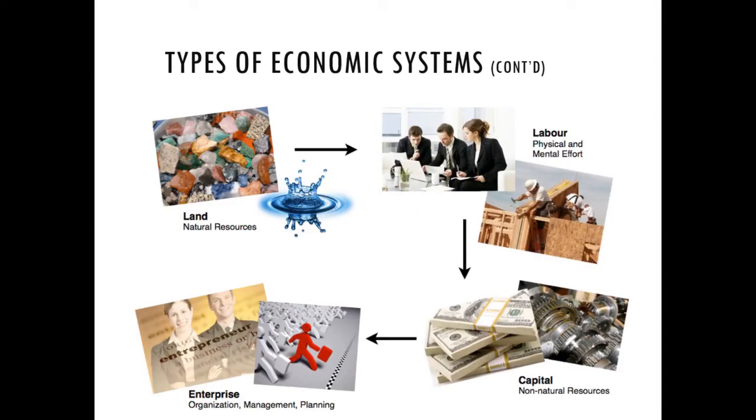There are 4 types of factors of production, and by factors of production, we talk about inputs that are used in the production of goods and services. The 4 typical factors of production are called natural resources and land, labor or physical and mental effort, capital, non-natural resources, and entrepreneurship, an enterprise, which is the idea that people take risks, time, and resources in order to operate a business to have an impact in society.